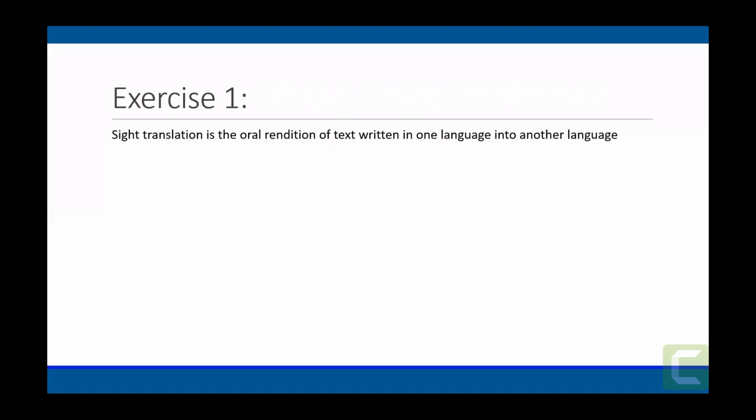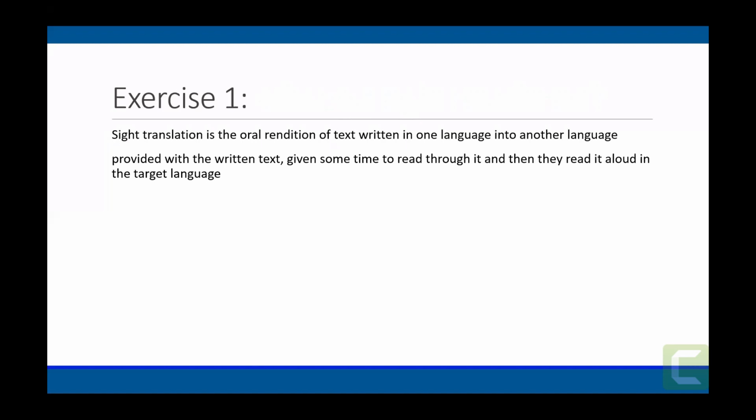That just confirms it. Sight translation is the oral rendition of text written in one language into another. So what actually happens is that you'll be provided with a written text. You're given some time to read through it, and then you read it out loud in the target language.